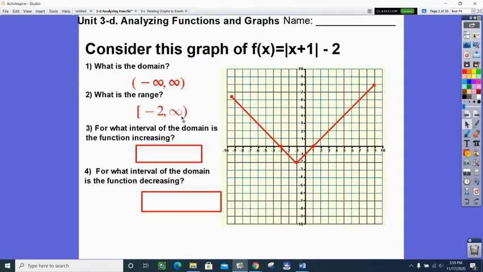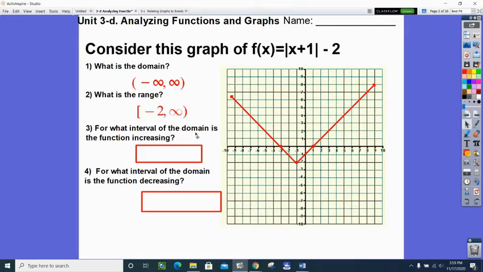Now the range, it is not everybody that comes out. So if you kind of turn your head, notice that none of these negative values are going to come out of the function. The first y that comes out is -2 inclusively, and there should be a bracket there, and it goes to infinity. Okay, for what value or interval rather of the domain is the function increasing?